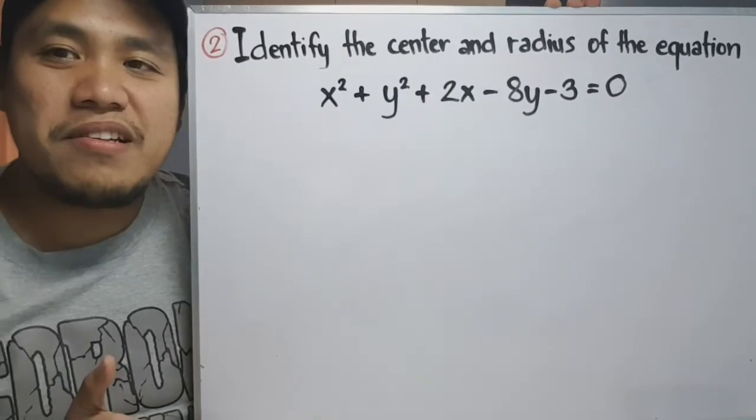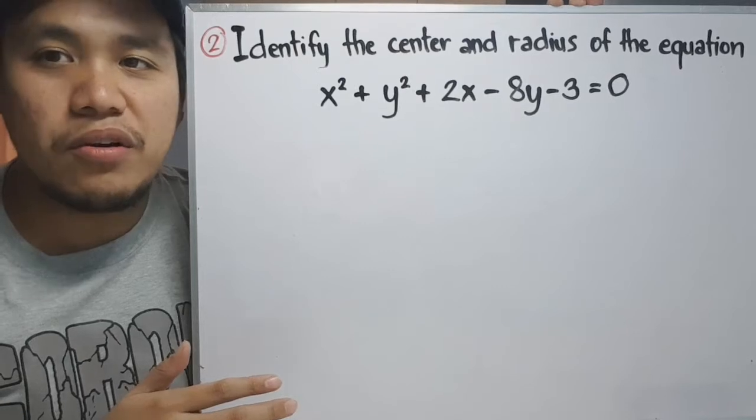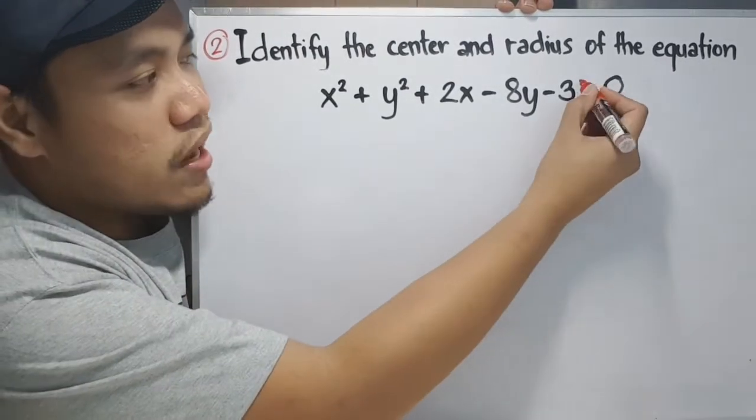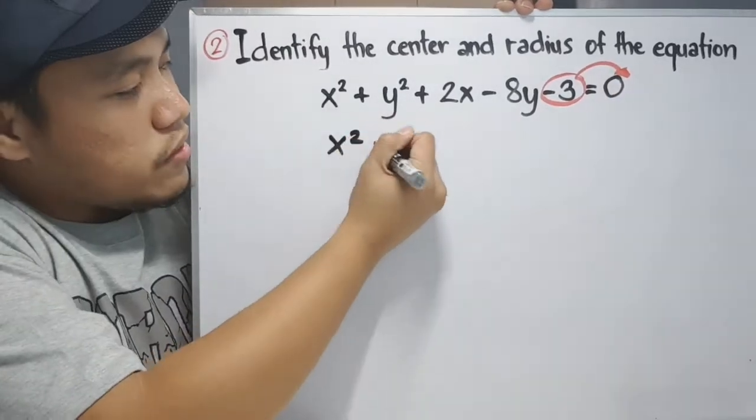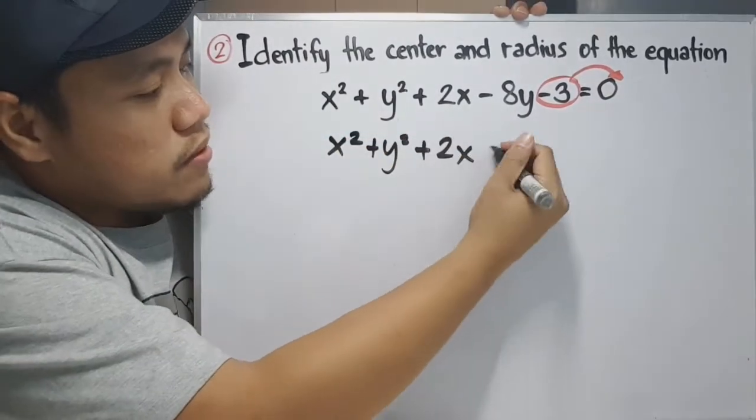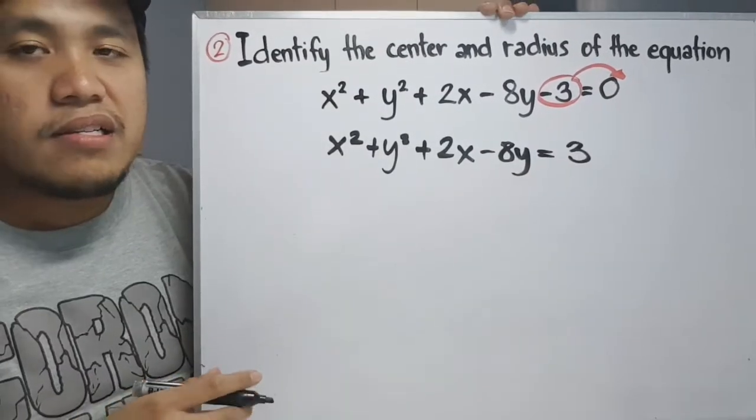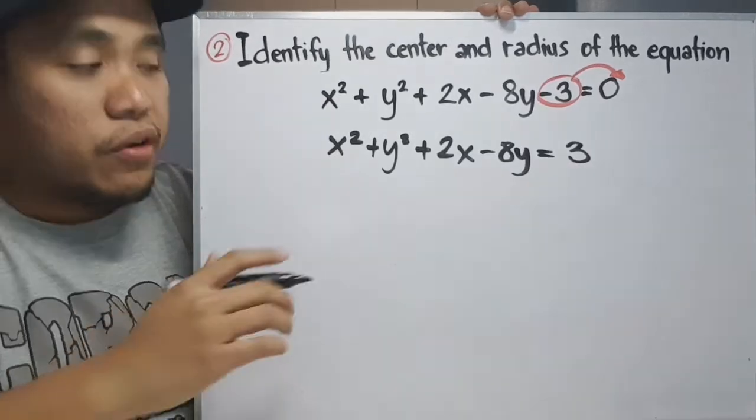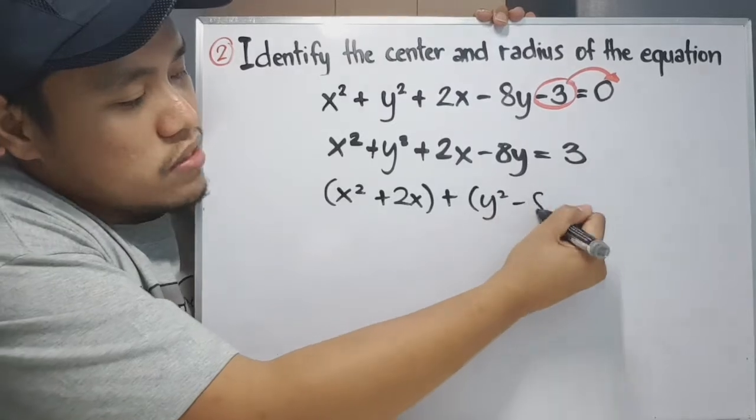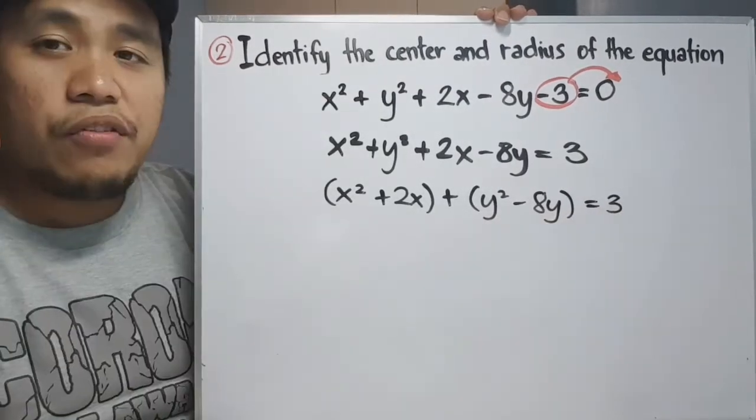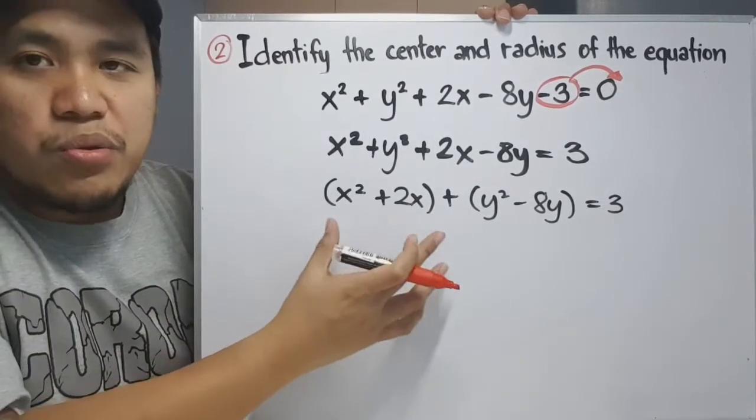So, let's have another example. x squared plus y squared plus 2x minus 8y minus 3 equals 0. The first step is we need to isolate the constant. Now, the next step is we need to regroup our terms. After this, we need to find the third term for us to make this a perfect square trinomial.